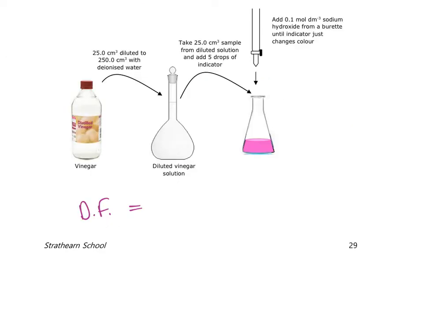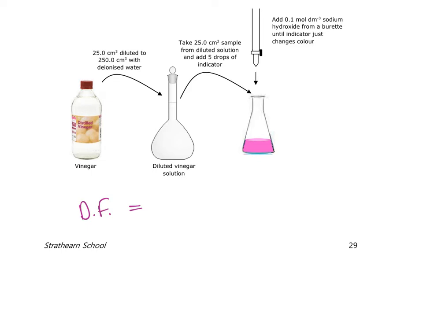Down at the bottom of page 29, you have a simple diagram to show this dilution and titration. You take your vinegar, maybe a 25 centimetre cubed sample in this case, and make it up to the 250 centimetre cubed mark using your volumetric flask. Then take a 25 centimetre cubed sample from that using your pipette, add 5 drops of indicator, and titrate against your strong base from the burette.